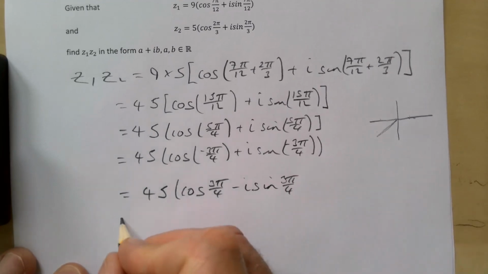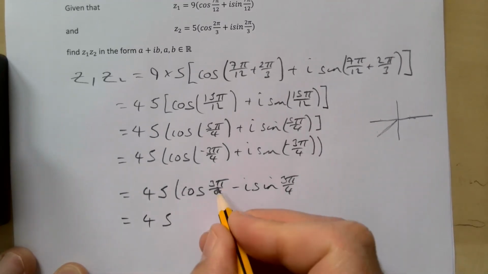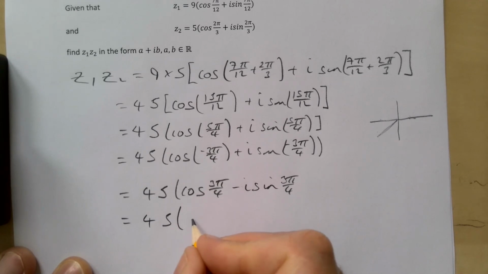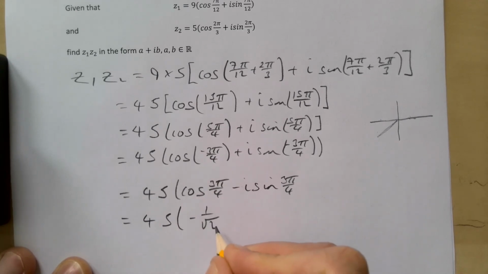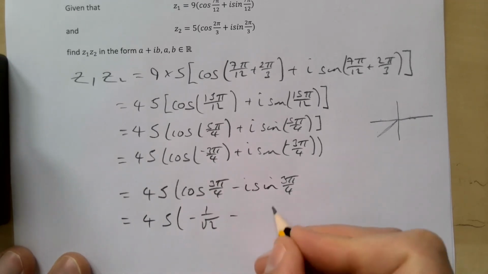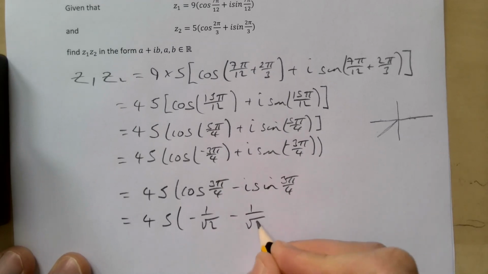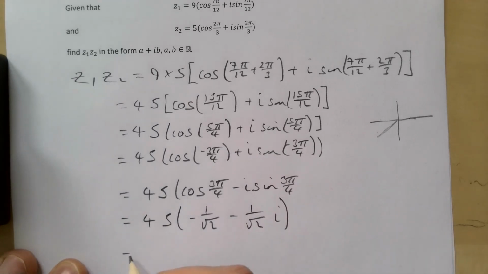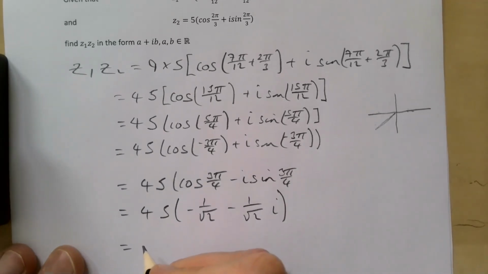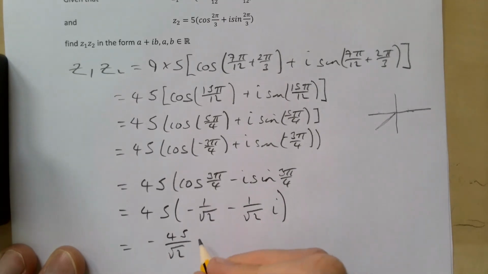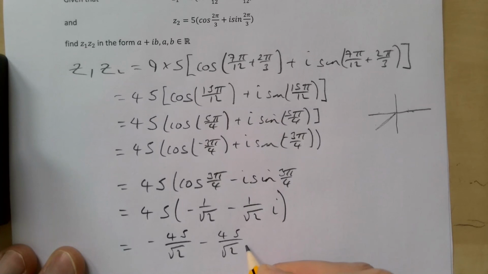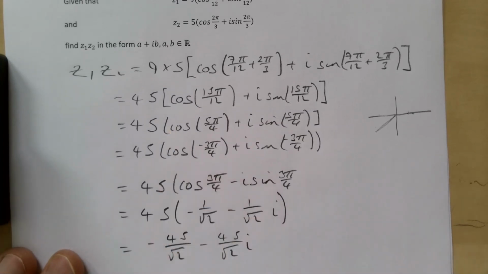And we have that. Rewriting that then, 45 cos of 3 pi over 4, put that into your calculator, you get minus 1 over root 2. And then minus 1 over root 2 i. Multiplying out your brackets, you get minus 45 all over root 2 minus 45 all over root 2 i, and that's it in the form that we need.